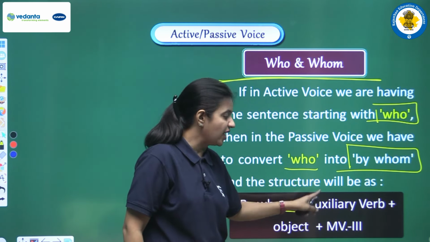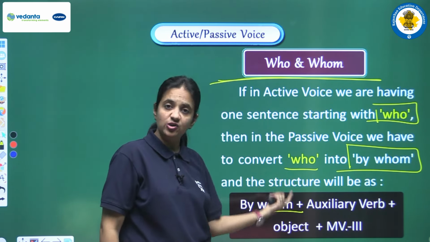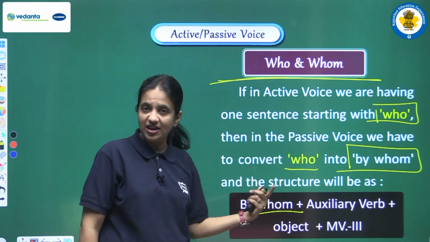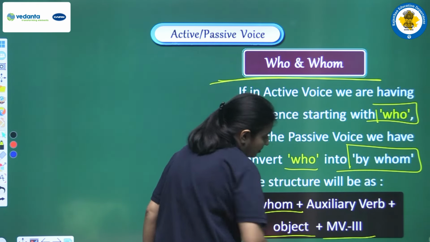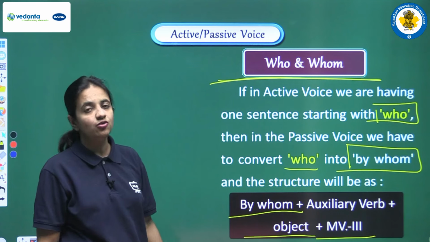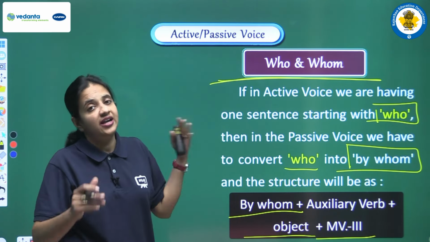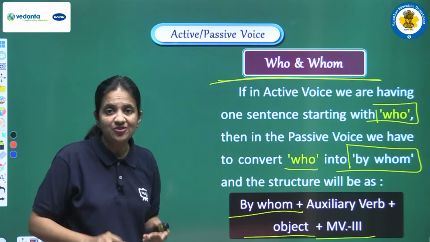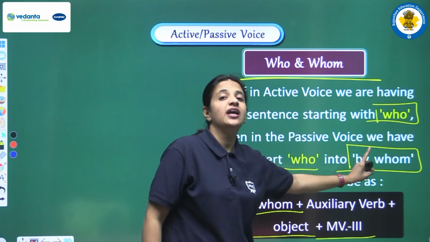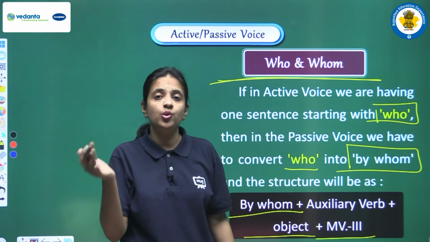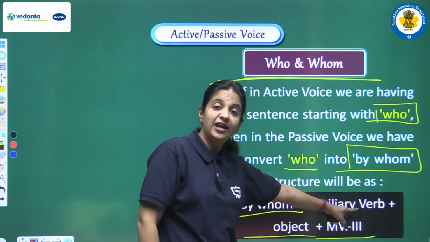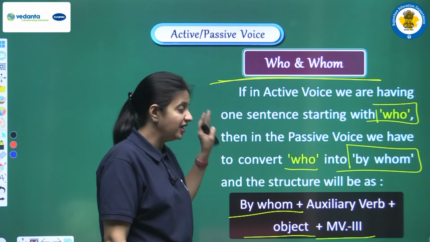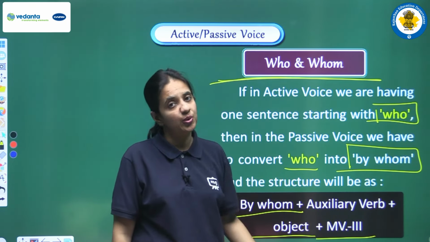After that we have to write the auxiliary verb according to the tense that we have in active voice, and then the object, and then there will be the third form of the main verb. So this is the structure, and students, be very careful that if you have "who", then you have to convert that "who" into "by whom". Okay, and this is the reason यहाँ पे "by" end में नहीं आया है. Okay, हम पहले ही who को by whom में convert कर देंगे.